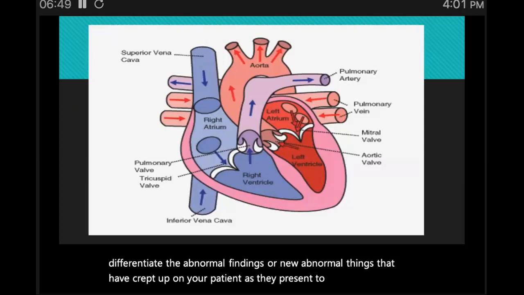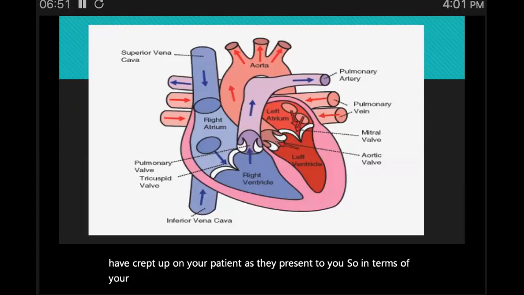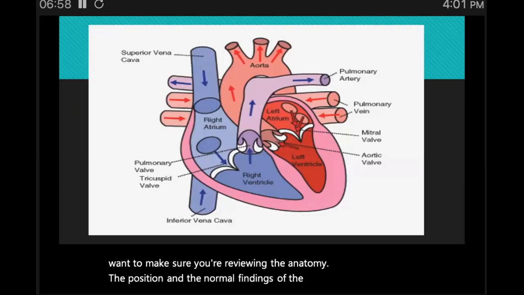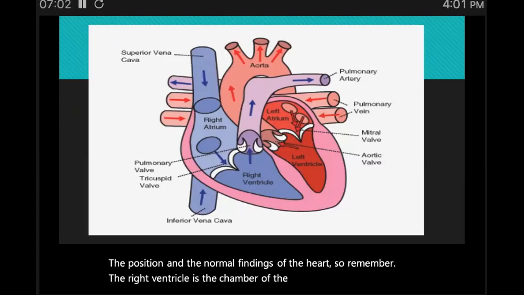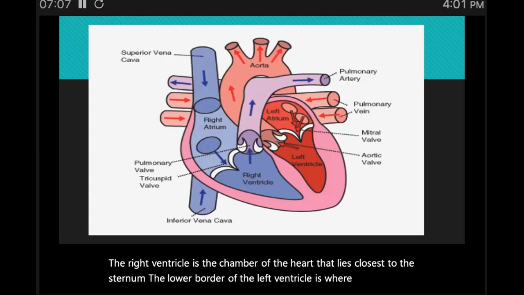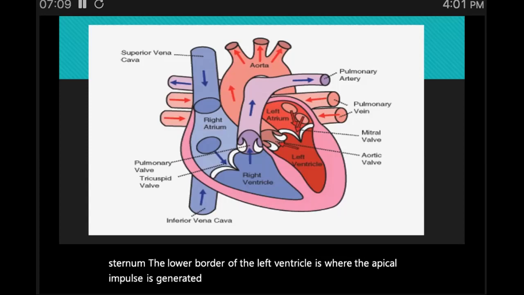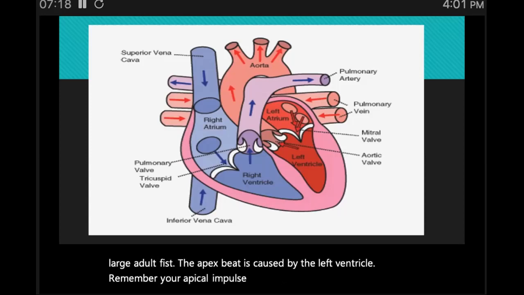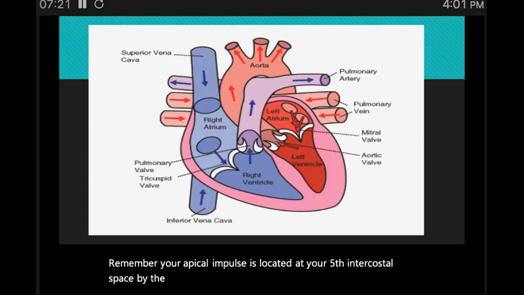So, in terms of your common cardiovascular anatomy and normal findings, you want to make sure you're reviewing the anatomy, the position, and the normal findings of the heart. Remember, the right ventricle is the chamber of the heart that lies closest to the sternum. The lower border of the left ventricle is where the apical impulse is generated, and the heart is roughly the size of a large adult fist. The apex beat is caused by the left ventricle. Remember, your apical impulse is located at your 5th intercostal space by the midclavicular line on the left side of the chest.